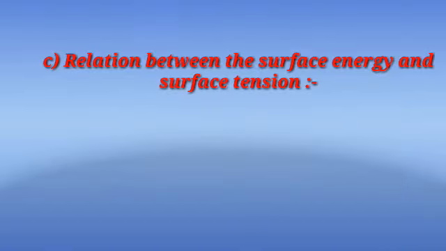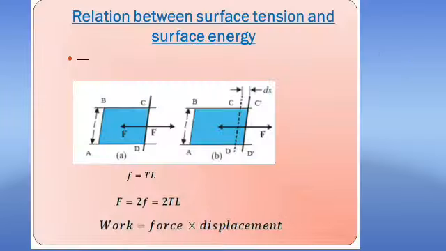Now we deduce the relation between the surface energy and surface tension. Consider an open rectangular frame ABCD of wire on which wire CD is slid without friction. When this frame is dipped in soap solution and taken out, then surface film ABCD is formed. The wire CD moves inward due to the surface tension.